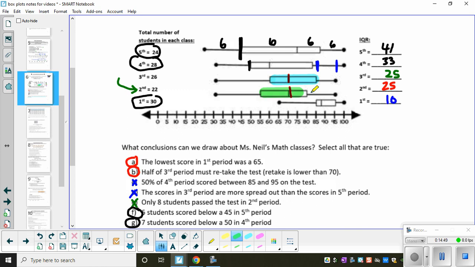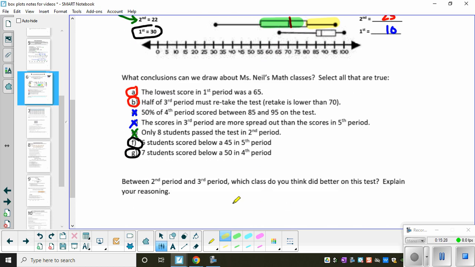And that's really not the best, most solid reason in the world. We can also see here that the top fourth of this class compared to the top fourth of this class: the top fourth of this class got 85s or higher, while the top fourth of this class only got 80s or higher. So now I'm giving two reasons why I'm going to go with third period. This interquartile range, this box, is a little higher up on the number line, and this top fourth of the data is a little bit higher up than this top fourth of the data. And that's what I would summarize right here.